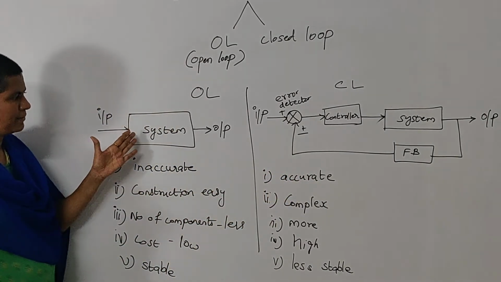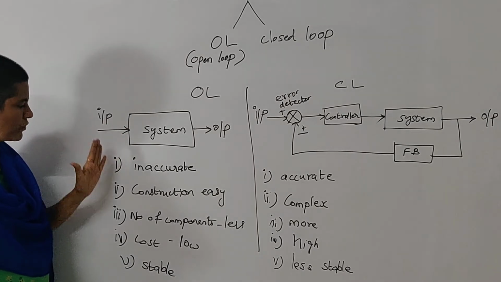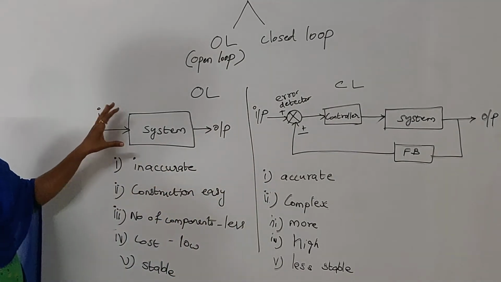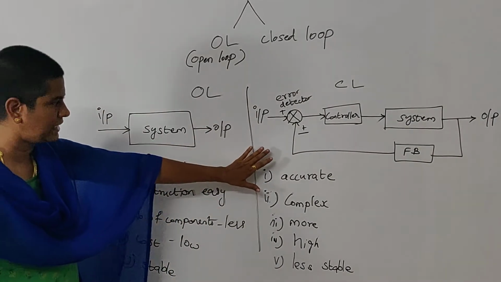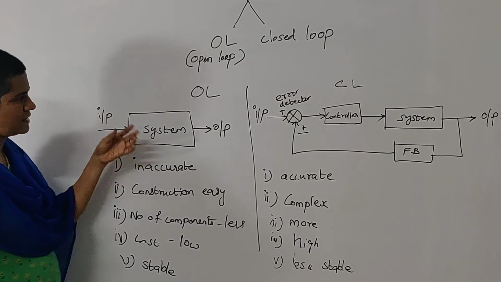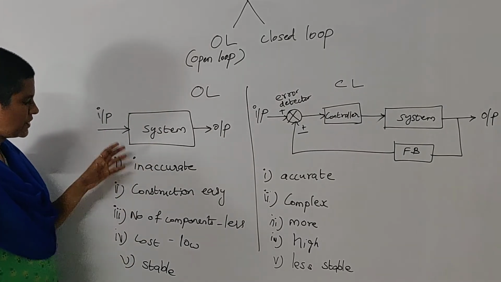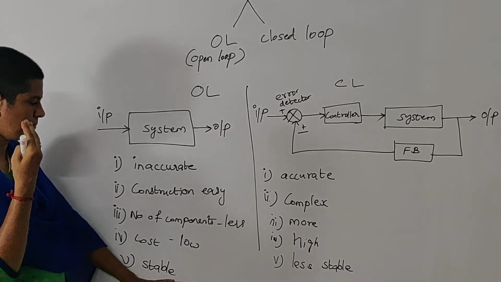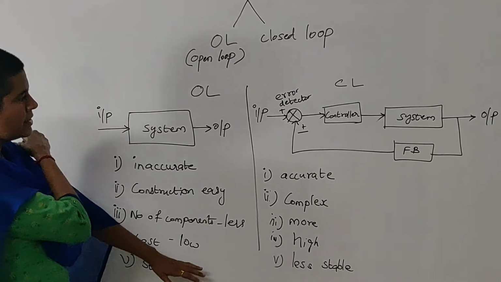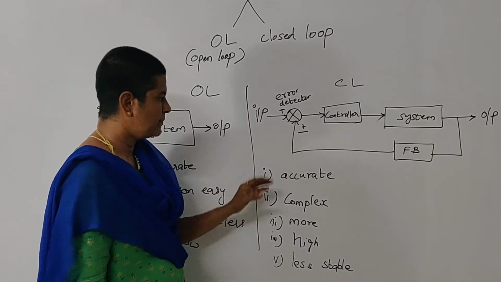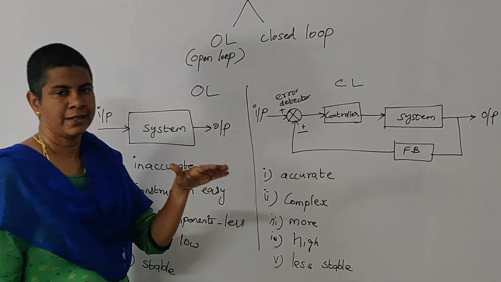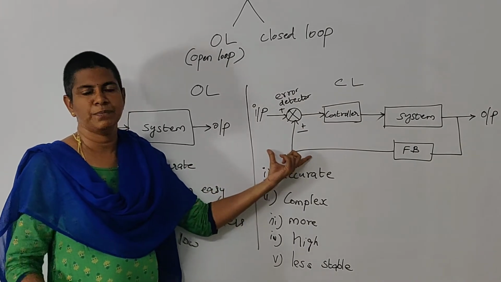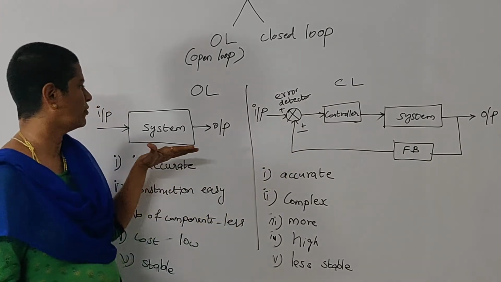And the second one is, as is clear from the diagram, the number of components required will be less here and the number of components required will be more here. So here the construction is easy and here the construction is a bit tough. And finally again the cost is low, there the cost is high. And here the system is said to be more stable because whatever may be the type of input we are giving, it will produce some output. Whereas in the case of a closed loop system, the stability is always said to be less when compared to the open loop system, because the sensitivity of the closed loop system is comparatively higher when compared to that of an open loop system.